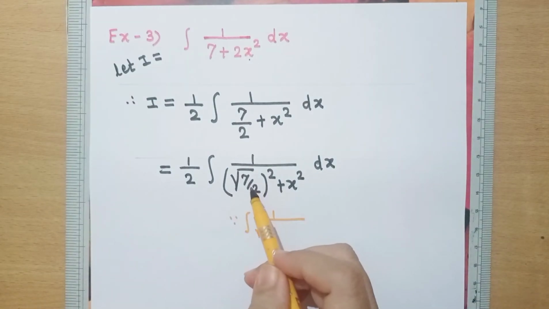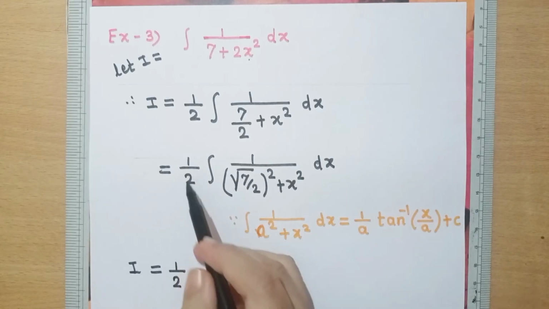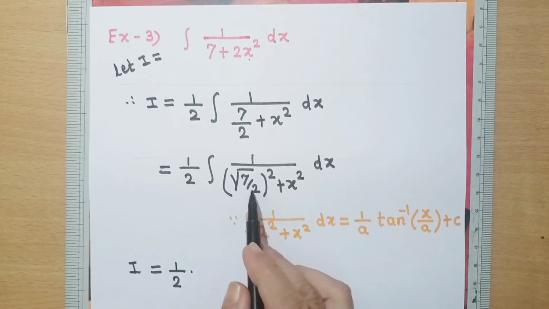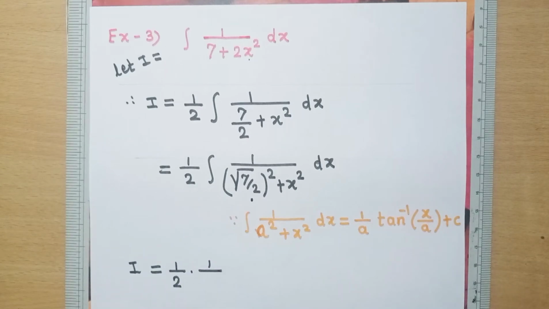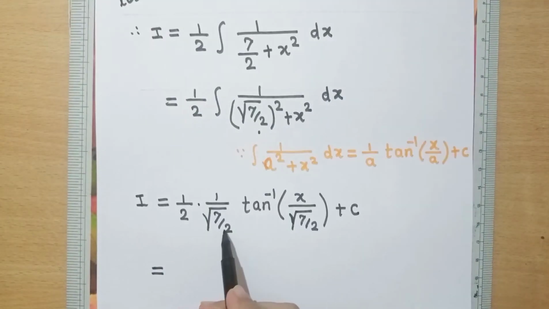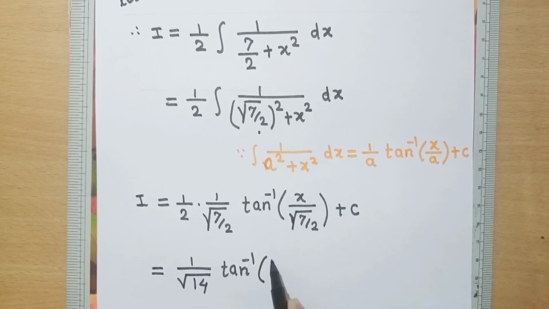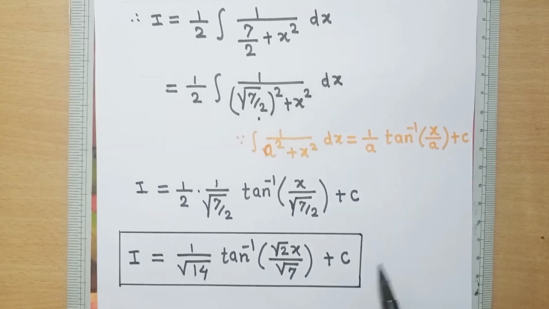Now check here, this integrand is without root, so we will use this formula, and so I is equal to this 1 upon 2 as it is. Now 1 upon a means root 7 upon 2. So again tan inverse x upon again this. Now 1 root 2 get cancelled here. So only root 2 remains. Root 2 into root 7, 1 upon root 14. This root 2 will go upside. So root 2x upon root 7 and plus c. This is the final answer.